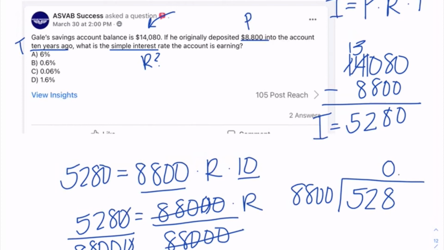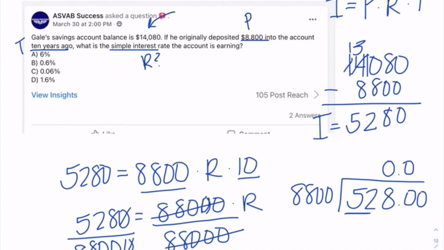We're going to add a decimal, 0. Okay. 8,800 goes into 5,280 again 0 times. So now 0 again. 8,800 goes into 52,800. Okay. So these are very large numbers. What I like to do is round them. So 8,800 is close to 9,000. 9 times 6 gives me 54, which is pretty close to 52.